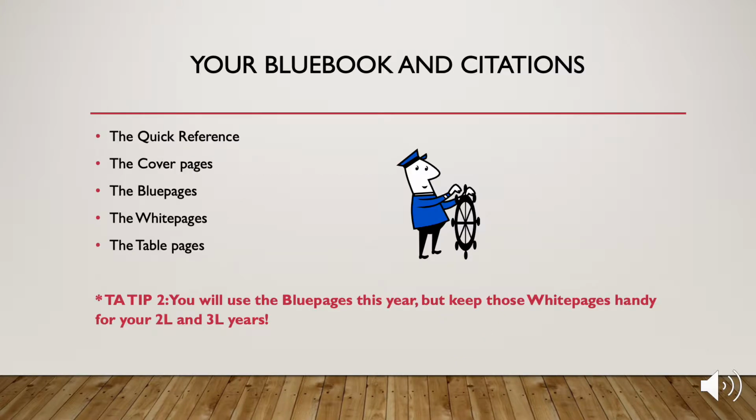We learned about your Blue Book and citations. We learned about the quick reference, the cover pages, the blue pages, the white pages, and the table pages. TA tip number 2. You will use the blue pages this year, but keep those white pages handy for your 2L and your 3L years.